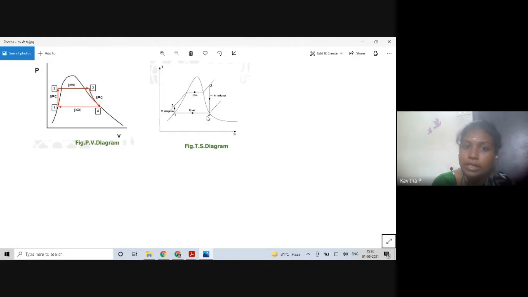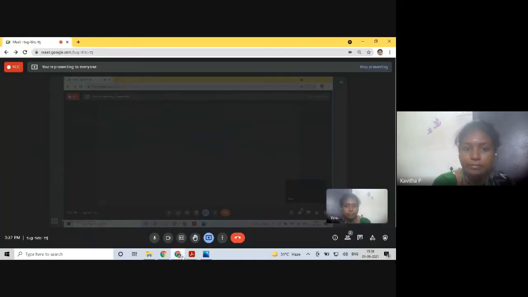Then the steam entering the condenser is converted into water again at constant pressure. So the boiler and the condenser are operating at constant pressure conditions. Thank you.